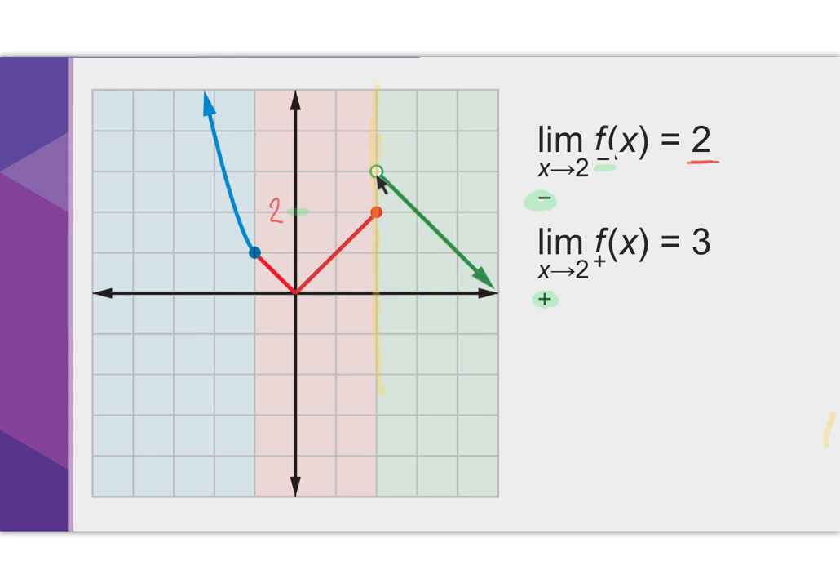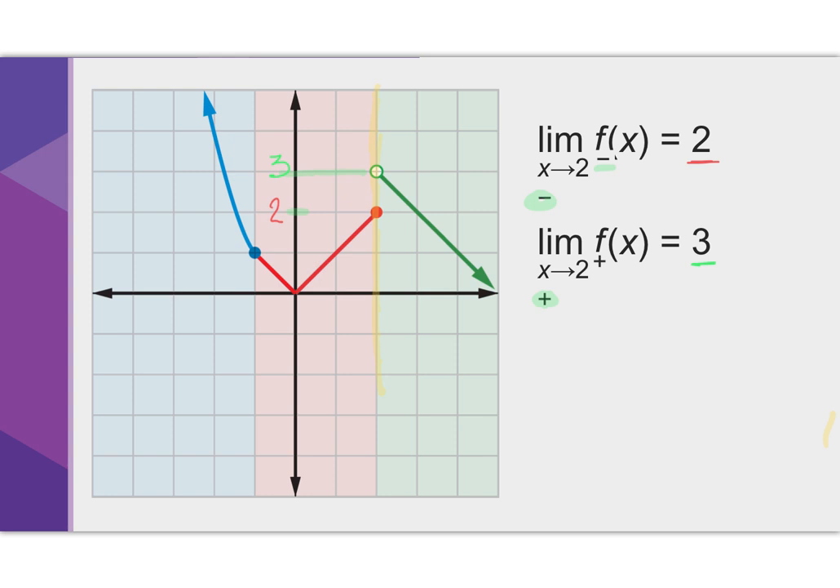Now you can see at that number, we have an open circle, but that does not matter. Limit is asking, what does it look like y is doing? Well, it looks like y is headed towards this value right here, which is a 3. And so the right-handed limit here is 3.